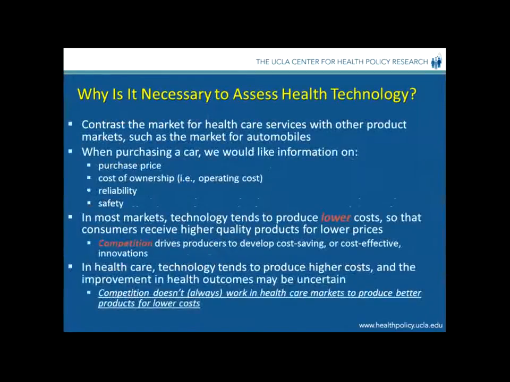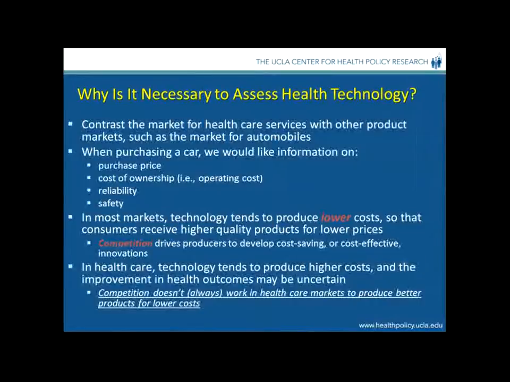So why even bother with this? I mean, why am I here today talking about this topic? I will guarantee you that there is not a technology assessment course being taught in most other professional schools on campus. We wouldn't see this class in engineering. We may or may not see something like this in the business school.